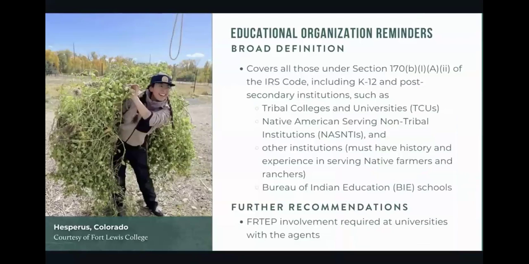So, educational organization reminders. If you are applying for our funding as an educational institution, this covers all those under sections 170 of the IRS code, including K-12 and post-secondary institutions, such as TCUs, tribal colleges and universities, Native American serving non-tribal institutions, and other institutions. They must have history and experience in serving Native farmers and ranchers, and Bureau of Indian Education, BIE schools. Further recommendations: FIRTEP involvement required at universities with agents.